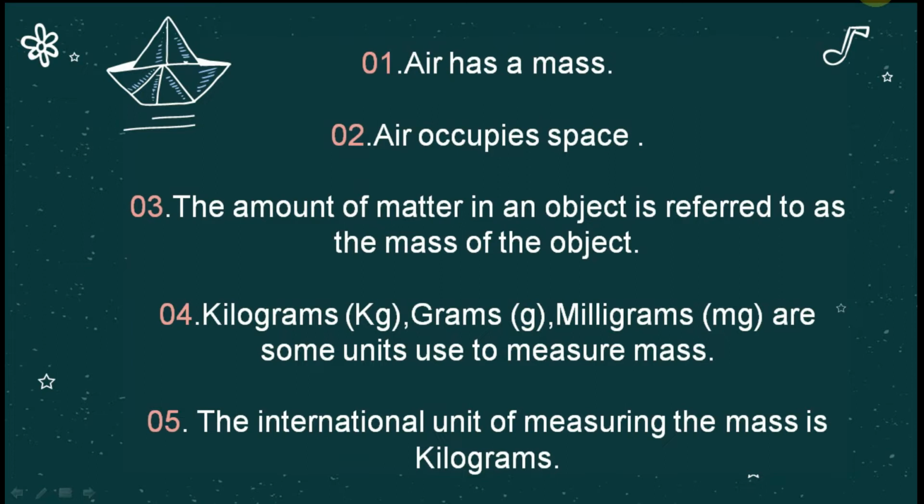So, if you are going to buy something from a shop, maybe sugar or something, the seller is going to give it to you by using the kilograms. Understand? You get 2 kilos, 1 kilo, 5 kilos of sugar like that. Let's go to the next.